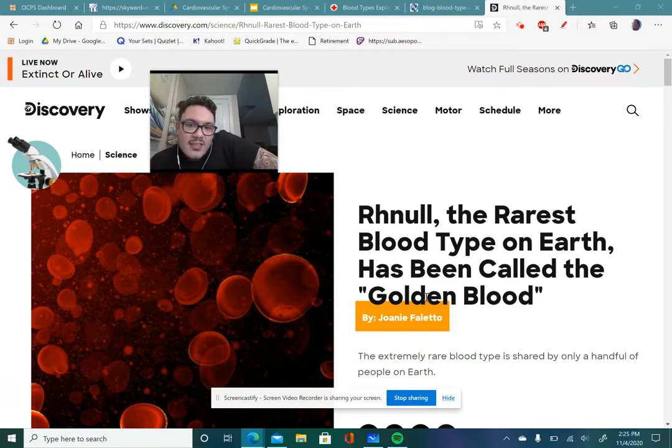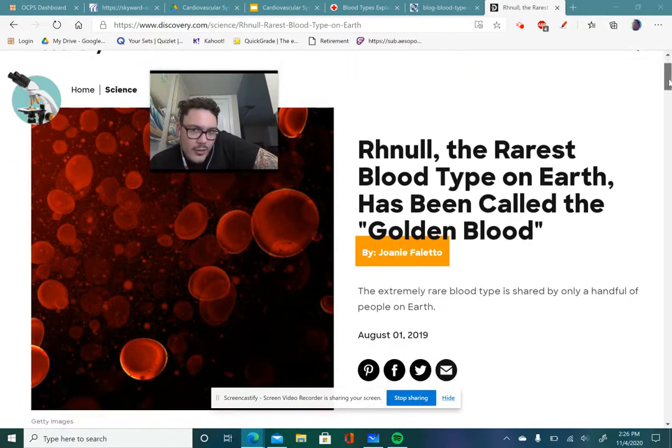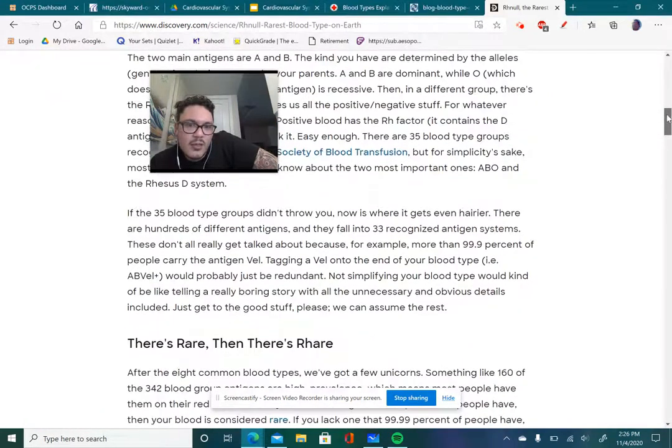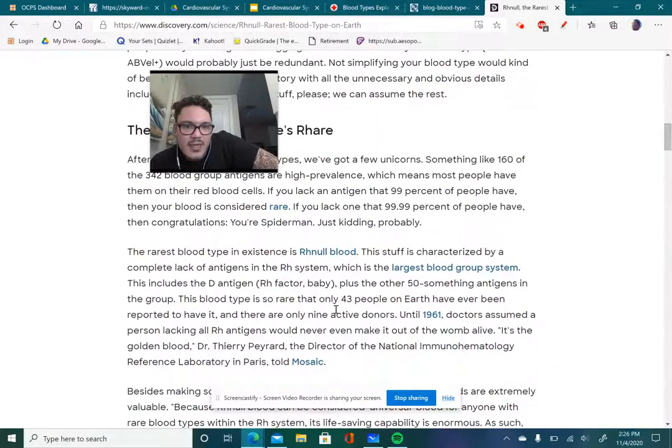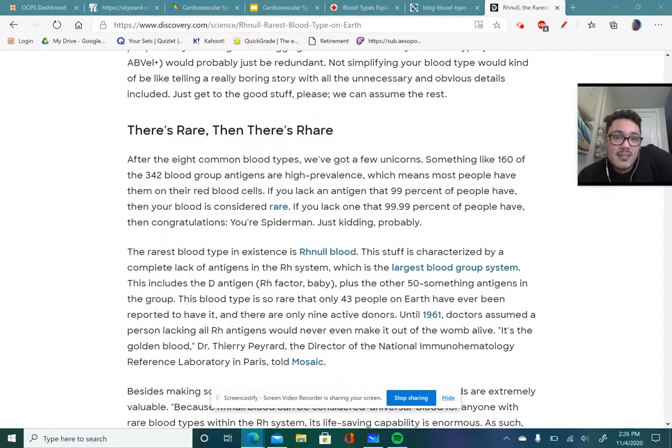They call this, the nickname for this is the golden blood. It's not because it turns your blood gold or anything like that. The reason why they're calling it the golden blood is for what we see right here. It's such a rare blood type that only 43 people on Earth have been reported to have it. That's incredible. That is such a small percentage of people because there are billions of people on Earth. So to only have 43 people having this condition is pretty insane.